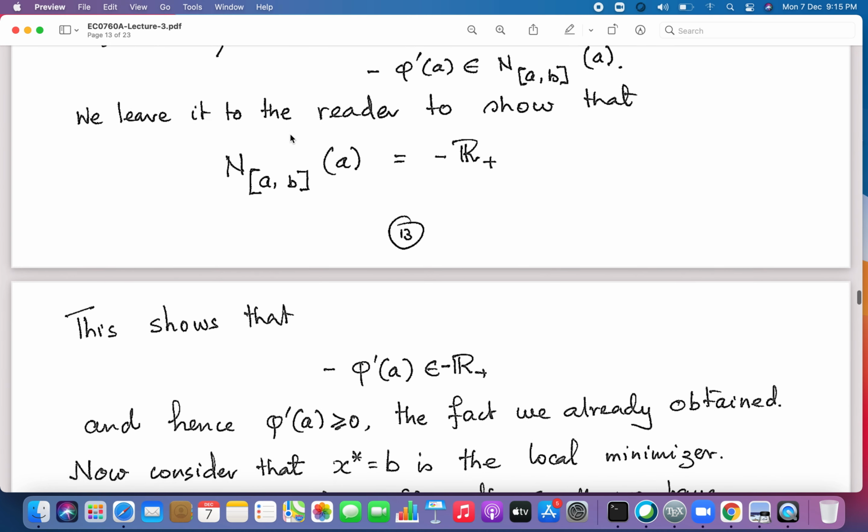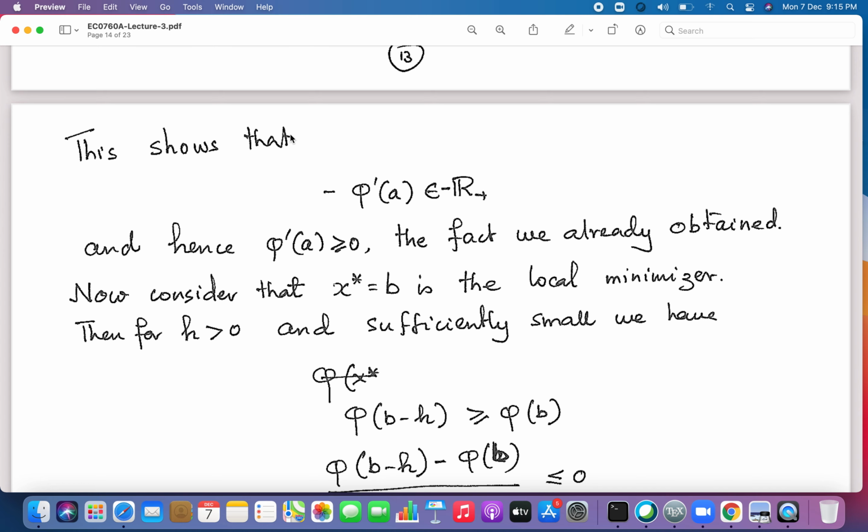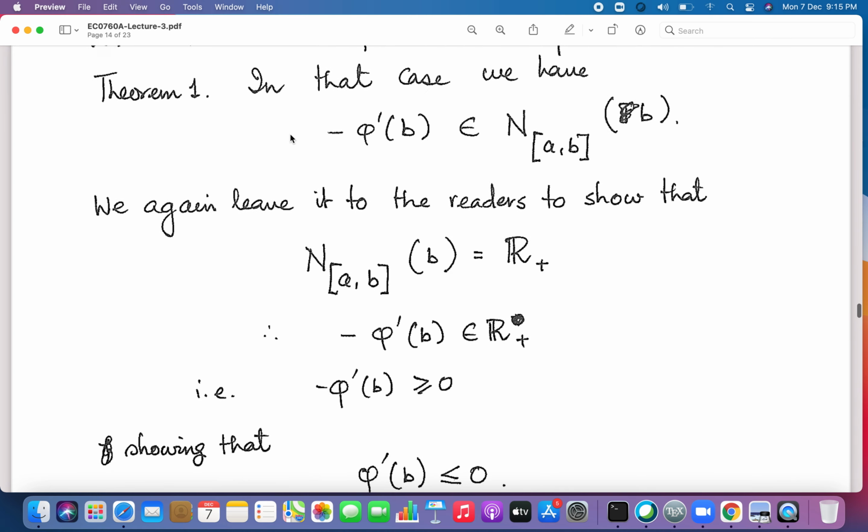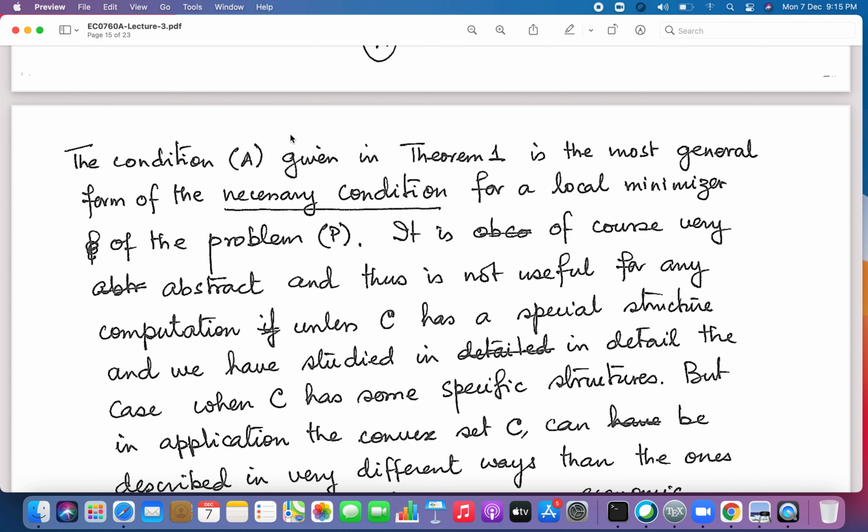So what would happen if B is the local minimizer, and what would happen if A is the local maximizer? You can do all kinds of stories now, which we will not be doing.